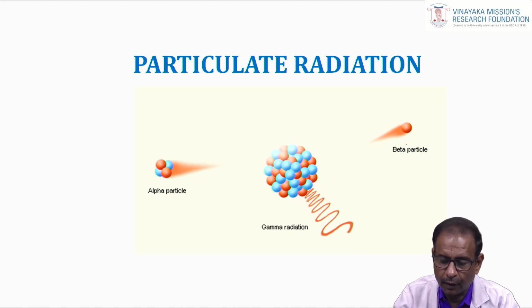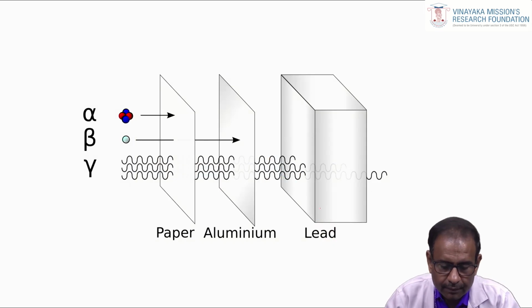The beta particle is a very small one, it is nothing but an electron. The alpha particle is 2 electrons and 2 protons. That is the alpha particle. Gamma radiation is wave-like radiation. See that the penetration power of the different types of radiation is different.